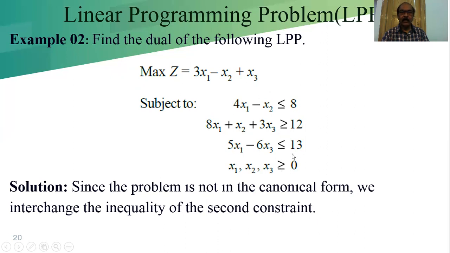Here the number of constraints is 3 and the number of variables is also 3. But we find that the second constraint is not in the canonical form. So to make it canonical, in the less than or equal to form, multiply both sides by -1. After rewriting the primal problem, the right hand side goes to the coefficient of the objective function, and whatever the coefficients of the variables x1, x2 and x3 in the objective function, they go to the right hand side of the dual problem.